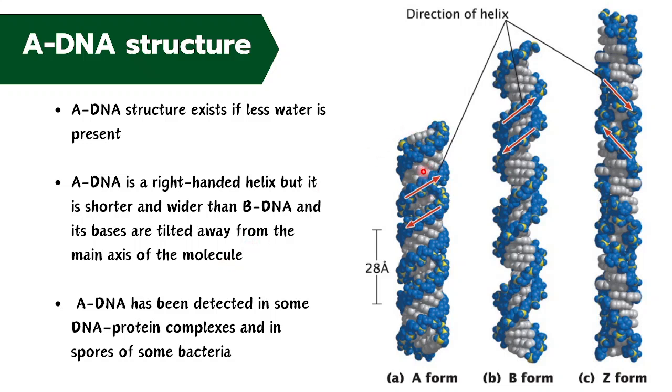So, medyo taas. Ang taas sa ila, kay kini sa BDNA man, long and then elongated, tapos slim siya as compared sa ADNA. Pero the same sila nga right-handed. It's just that for ADNA, they are a bit shorter and wider. And then the ADNA has also been detected in some DNA protein complexes and in spores of bacteria. So yan, that's the ADNA. Present sila if there is less water, and they're also right-handed, but a bit shorter and wider than the BDNA.